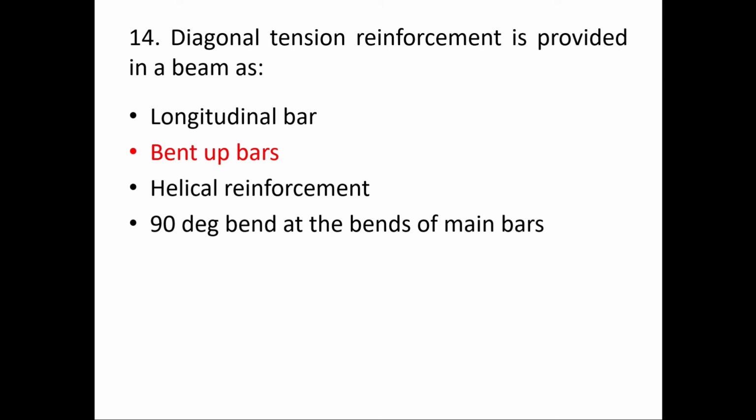Diagonal tension reinforcement is provided in a beam as, as we know, the shear failure in beams is caused by diagonal tension, and to resist the shear, the provisions are bent up bars, or you can say the vertical stirrups, or you can say the inclined stirrups. So here we are having bent up bars in our option. So option B is correct. So to resist shear, we are using bent up bars or inclined stirrups or vertical stirrups. So diagonal tension reinforcement is provided in a beam to resist shear as bent up bars.